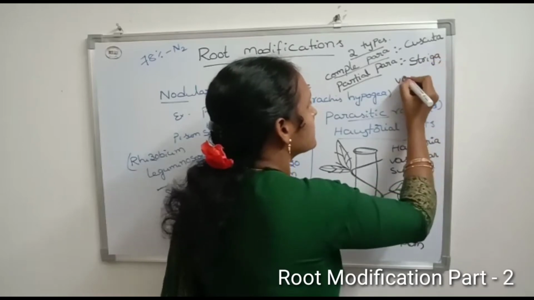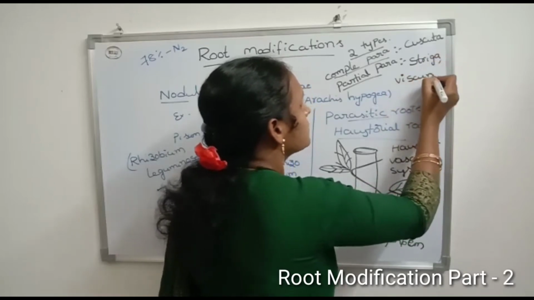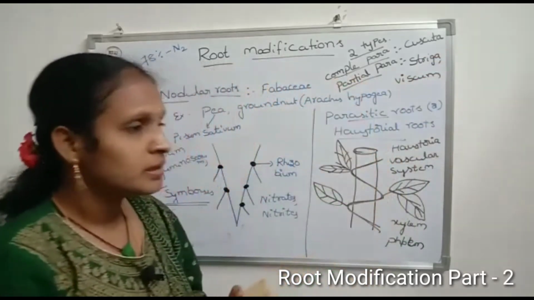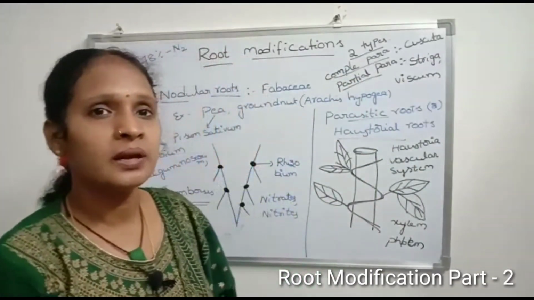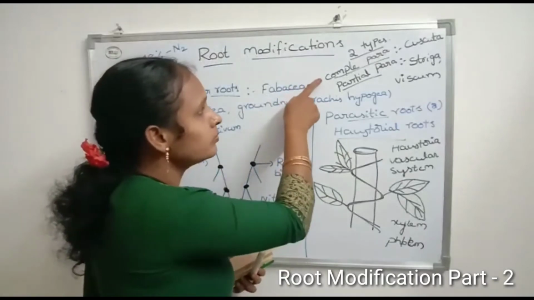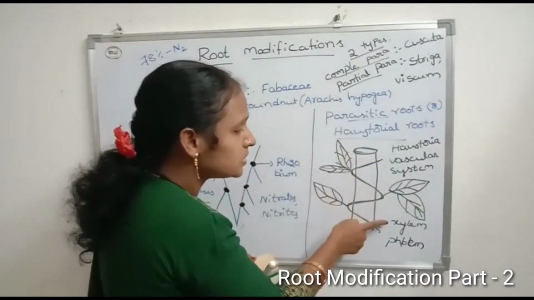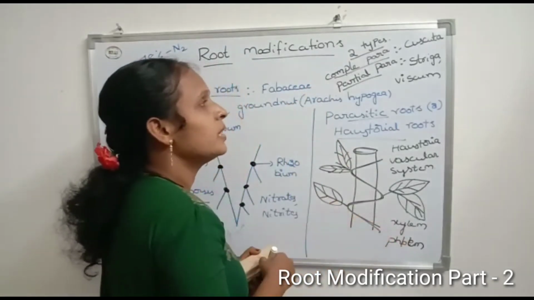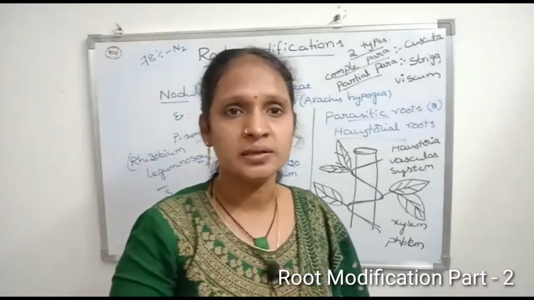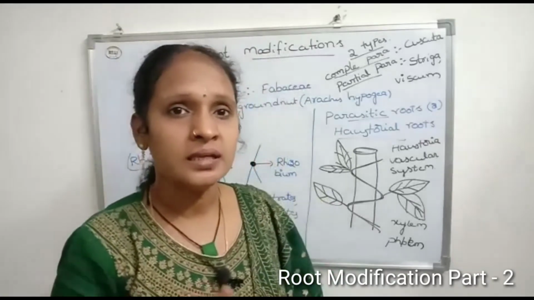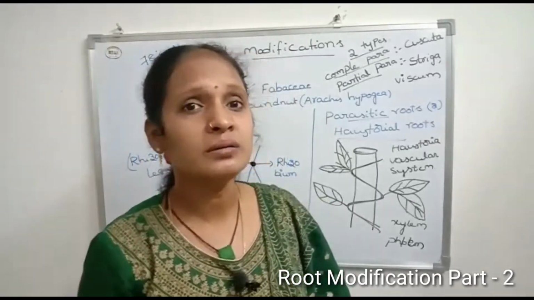Complete parasite means they depend upon the host for both food and water, and they reach the xylem and phloem. Partial parasites depend upon the host for either food or water, reaching either xylem or phloem.